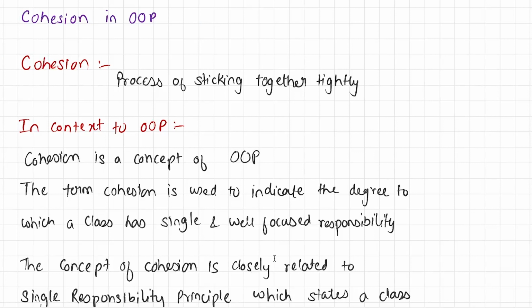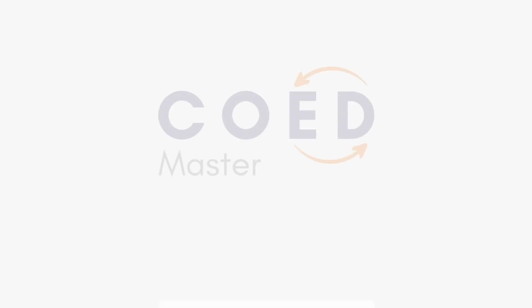Cohesion is one of the core principles of object-oriented programming. In this video I will explain what is cohesion, what are the different advantages of cohesion, and how can we design highly cohesive classes. So guys, if you are willing to learn what is cohesion, then this video is for you. So please watch this video till the end. So without wasting any time, let's get started.